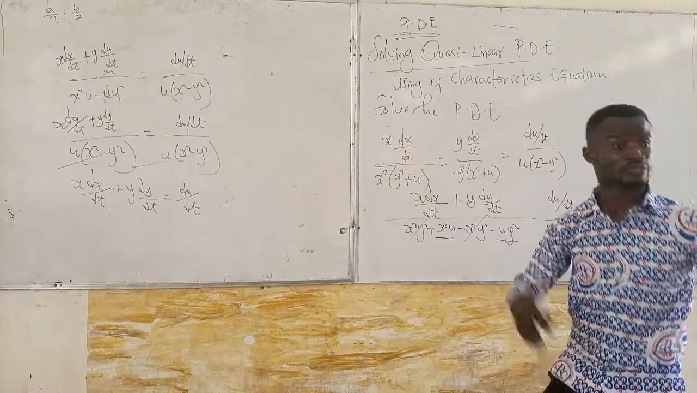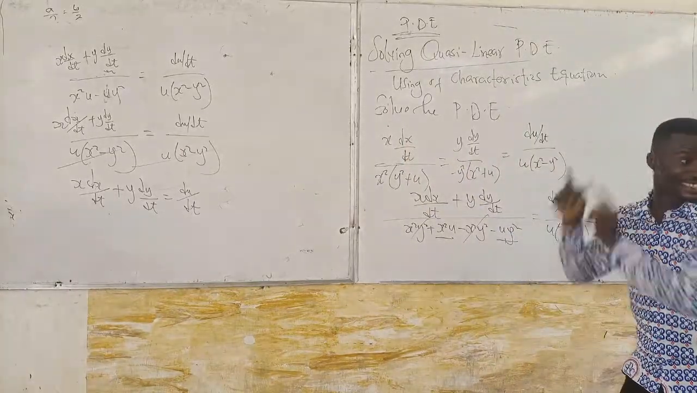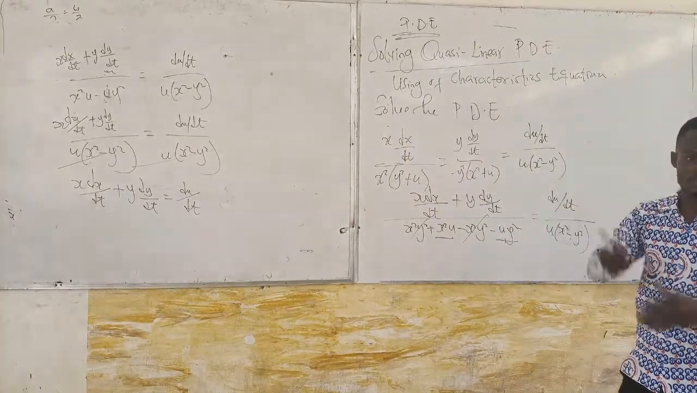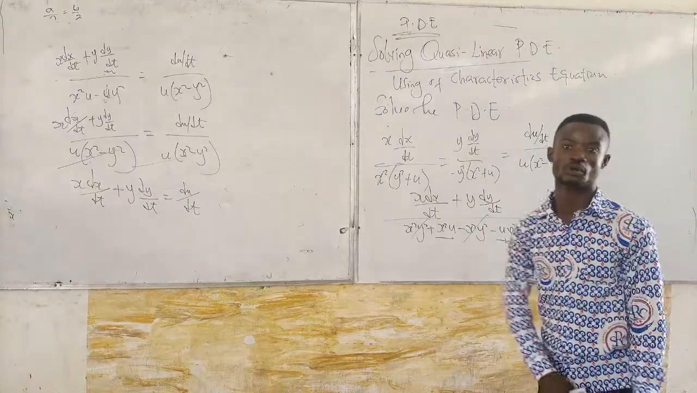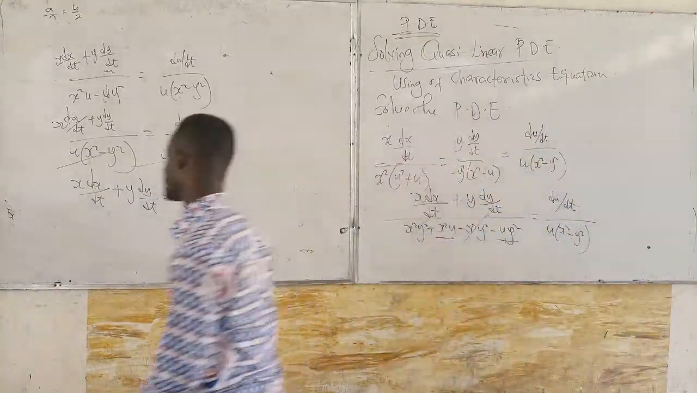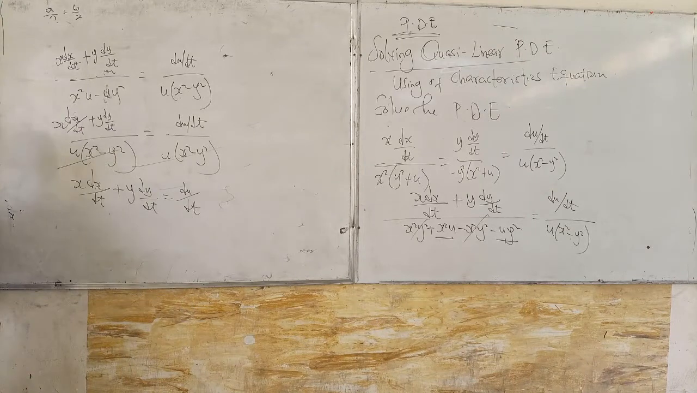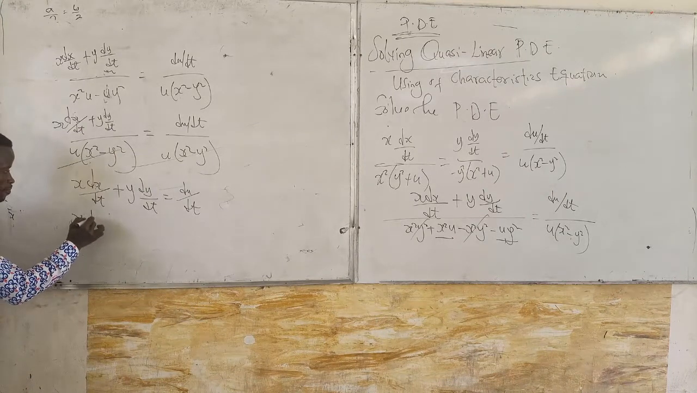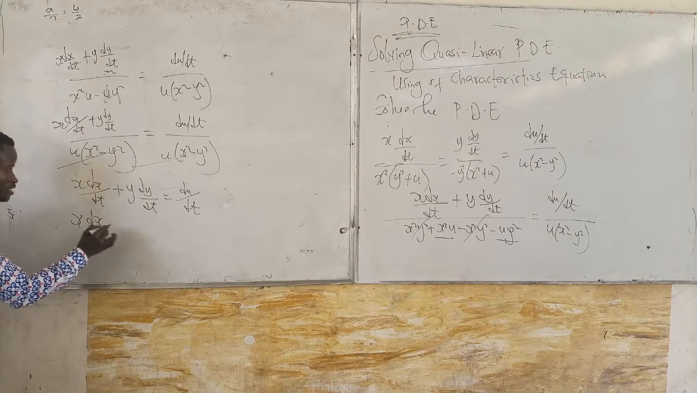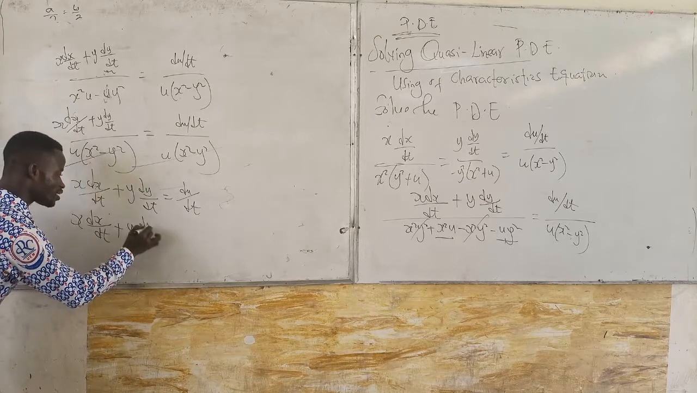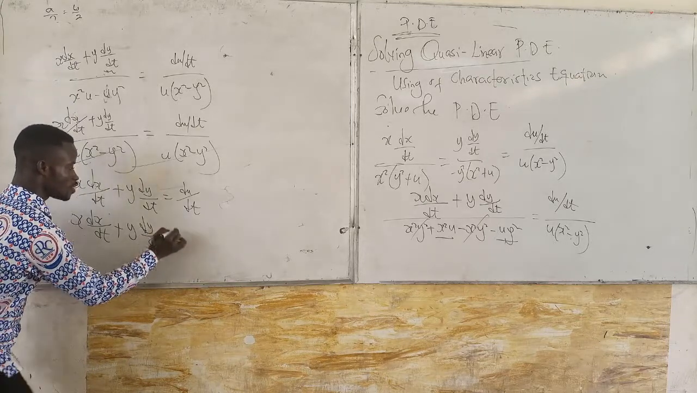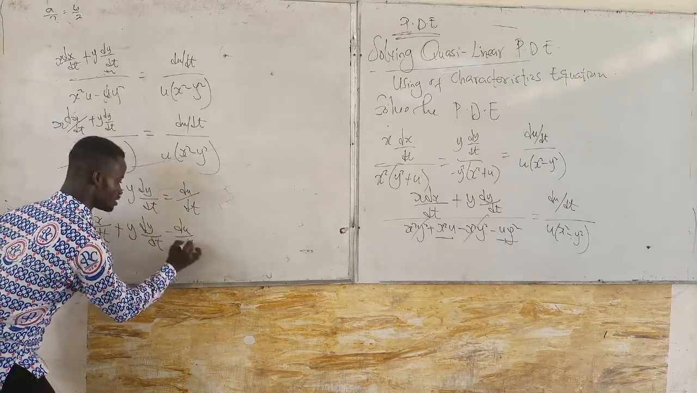Instead of using here equal to 0, integrate, bring a d, that's all. Integrate both sides. Go by the same thing. It's not the same thing. So s ds dt plus y dy dt minus du dt equals to 0.